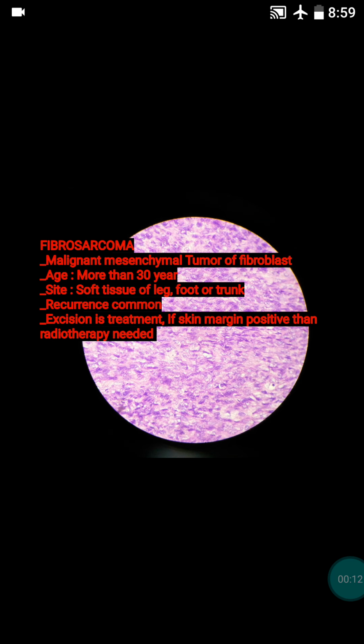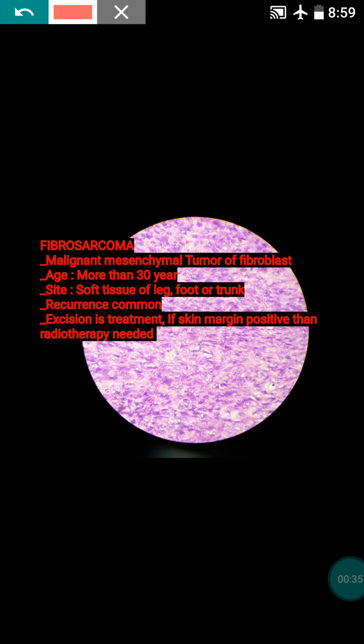What do you mean by the suffix sarcoma? Yes, you are right. Sarcoma means malignant mesenchymal tumor. Here there is a malignant mesenchymal tumor of fibroblasts. That's why it is given the name fibrosarcoma. So the malignant mesenchymal tumor of fibroblasts is fibrosarcoma.